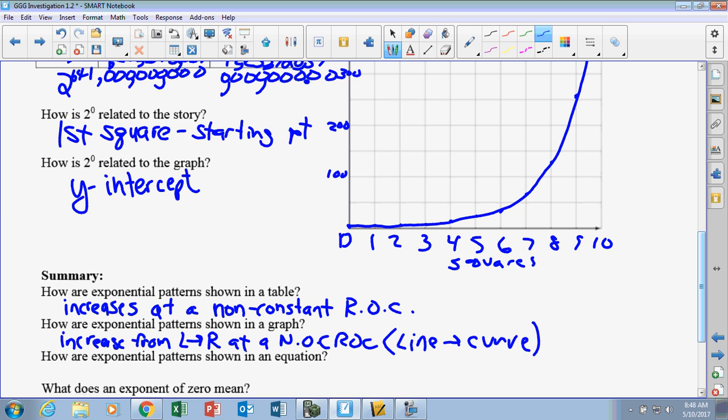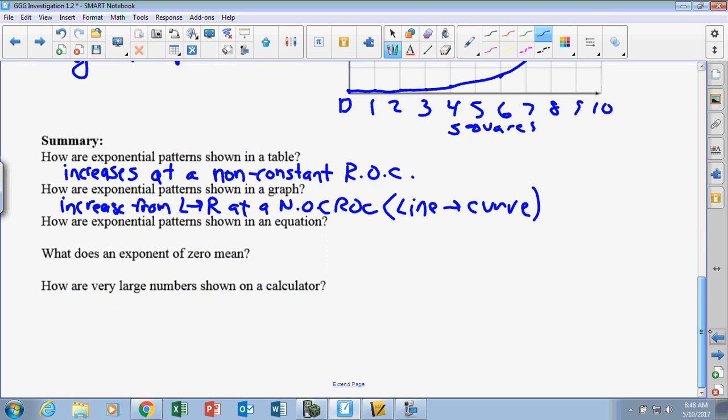So how are they shown in the equation? Well, remember, I showed you the general equation yesterday. So we're going to write the general equation down, right? And you can find it right here. It's that number that's in front of the exponent. It's that base, right? Remember we called it the base or the growth factor. The base. It's the number in front of the x, the variable, the exponent, the x.